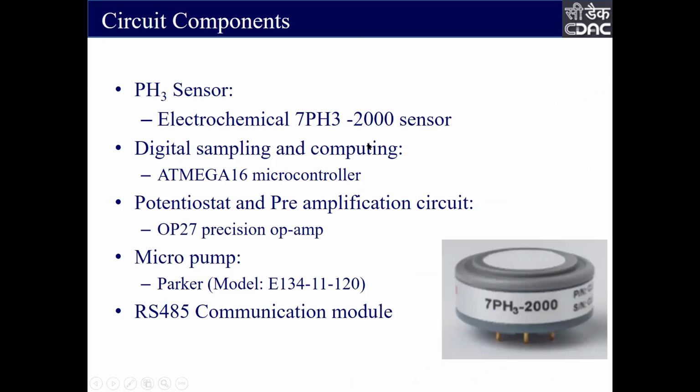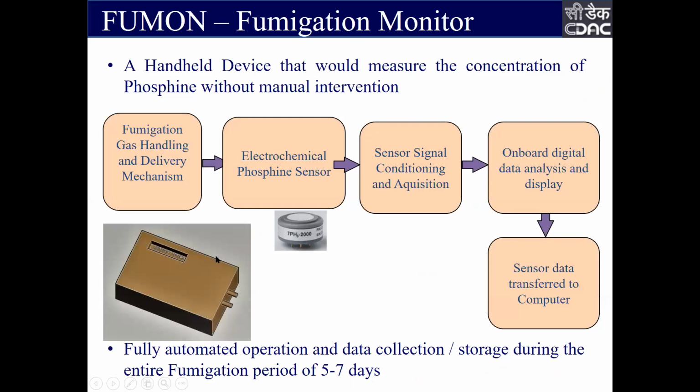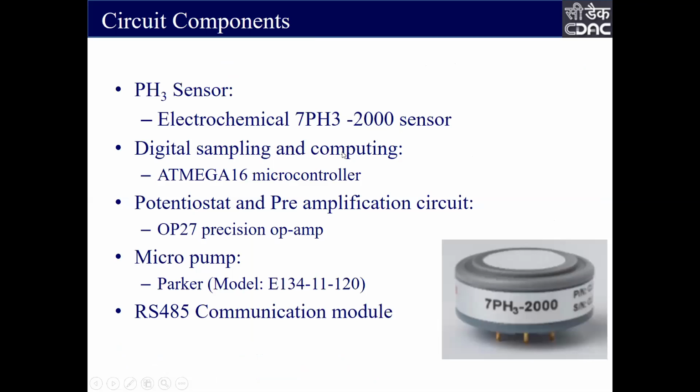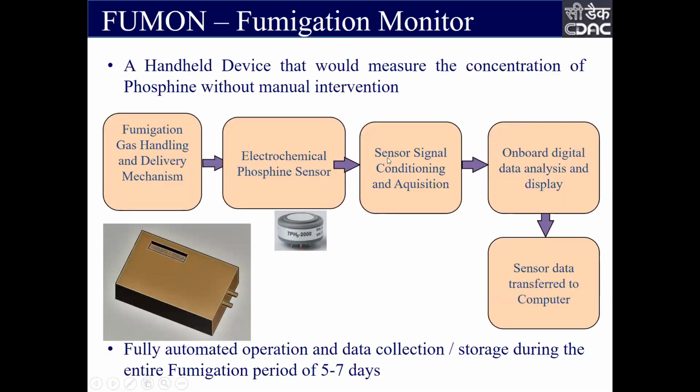We use the 7PH3-2000 sensor from Eurogasman, a simple Atmega16 microcontroller, and for the potentiostat circuit we use OP27. The precision is more than enough for this particular application. We use a PerkinElmer micro diaphragm pump and an RS-485 communication module. First of all, we have to handle the fumigation gas and deliver it to the electrochemical phosphine sensor, that is this 7PH3-2000 gas sensor. And then the signal conditioning, acquisition, and onboard digital analysis.